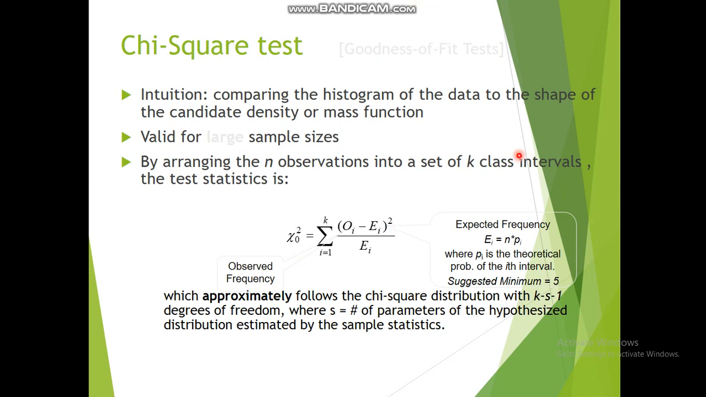The expected frequency Ei is equal to n times Pi, where Pi is the theoretical probability of the ith interval, and the suggested minimum Ei value is 5. This statistic approximately follows the chi-square distribution with k minus s minus 1 degrees of freedom, where s is the number of parameters of the hypothesized distribution estimated by the sample statistics.